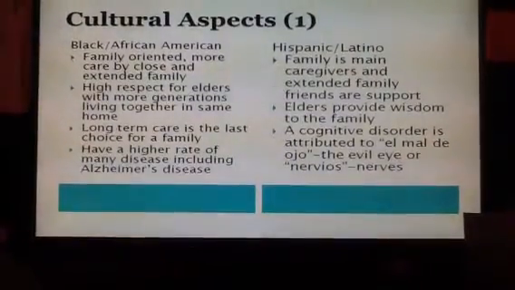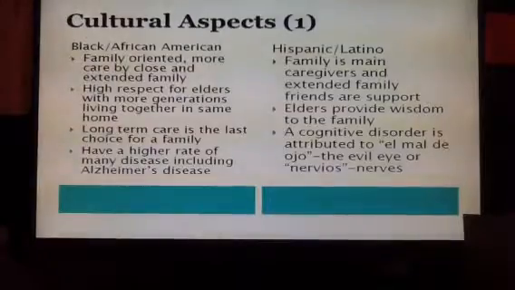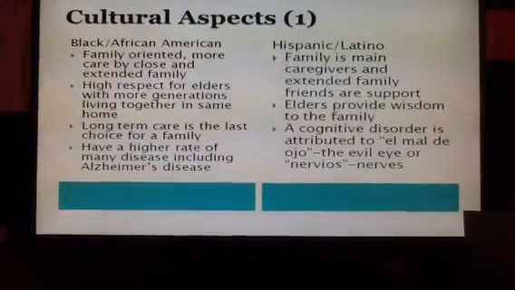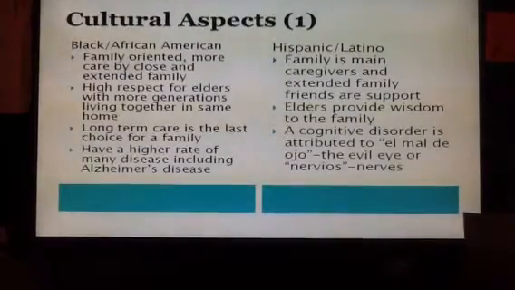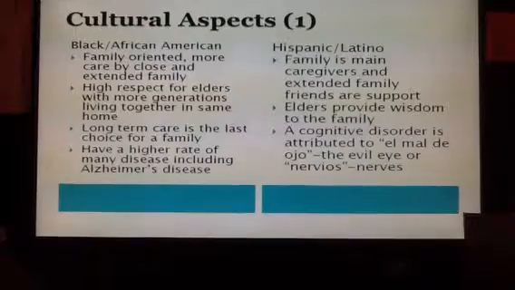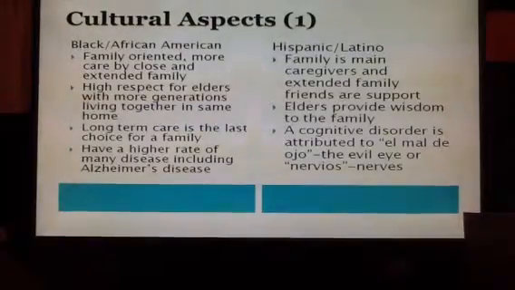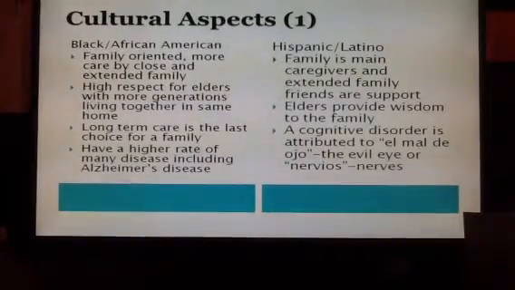Cultural aspects, Black African American. This group is very family-oriented, with more care by close and extended families. They have a high respect for elders, with more generations living together in the same homes. Long-term care is the last choice for a family. They have a higher rate of many diseases, including Alzheimer's disease.